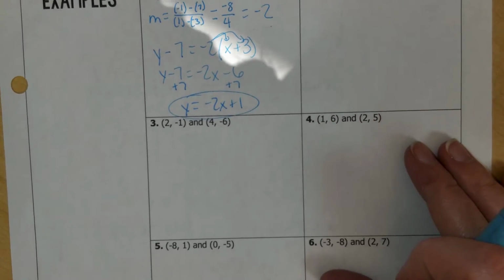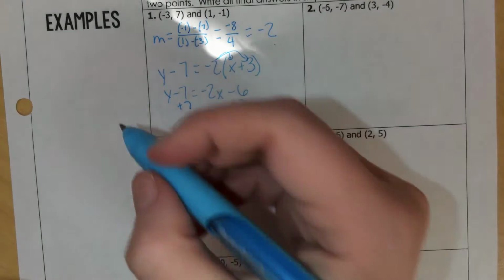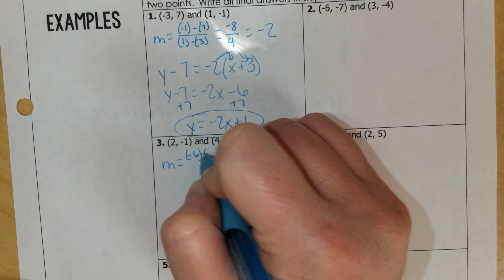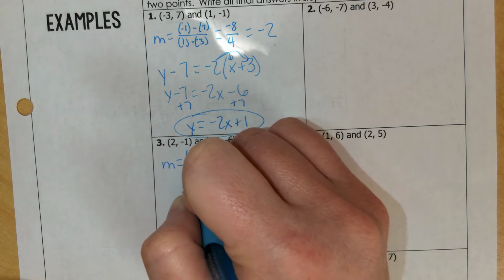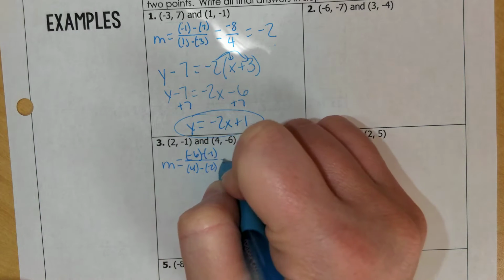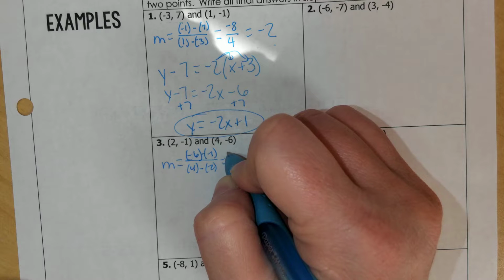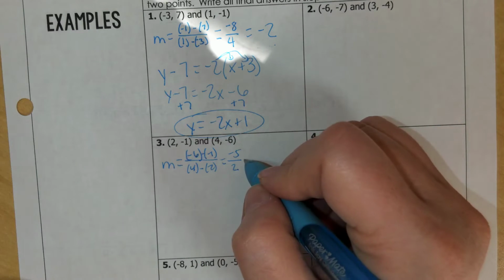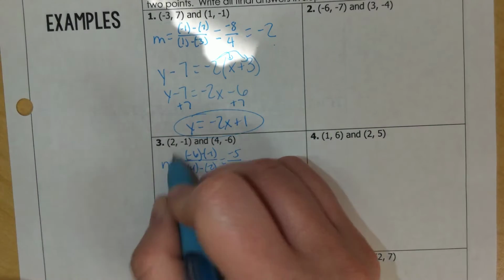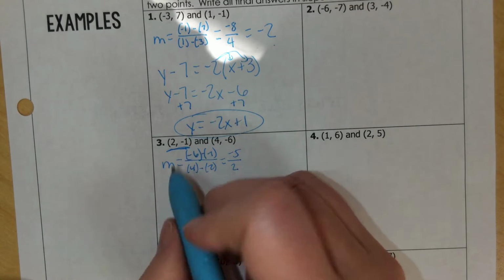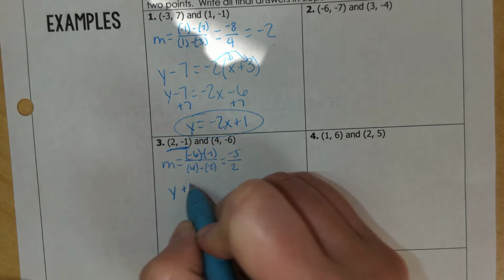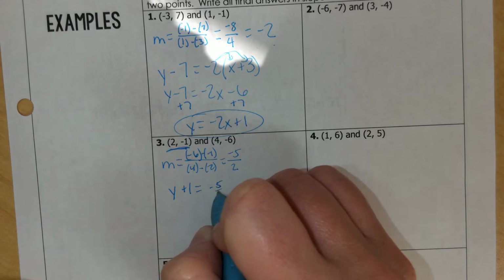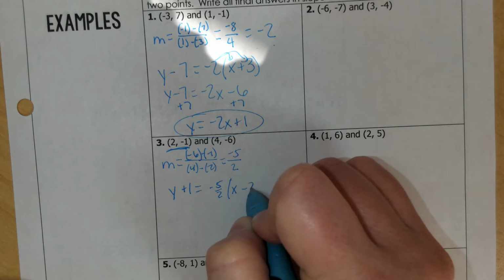Okay. Alright, let's look at number 3. Same process. We need to find our slope first. So I'm going to do negative 6 minus negative 1 over 4 minus 2. We end up here with negative 5 on top and 2 on the bottom, so negative 5 halves is our slope. So that's what I'm going to plug in, and I'm going to use this right here as my point. So y plus 1, remember I took that minus a negative and went ahead and made it plus, negative 5 halves multiplied by x minus 2.